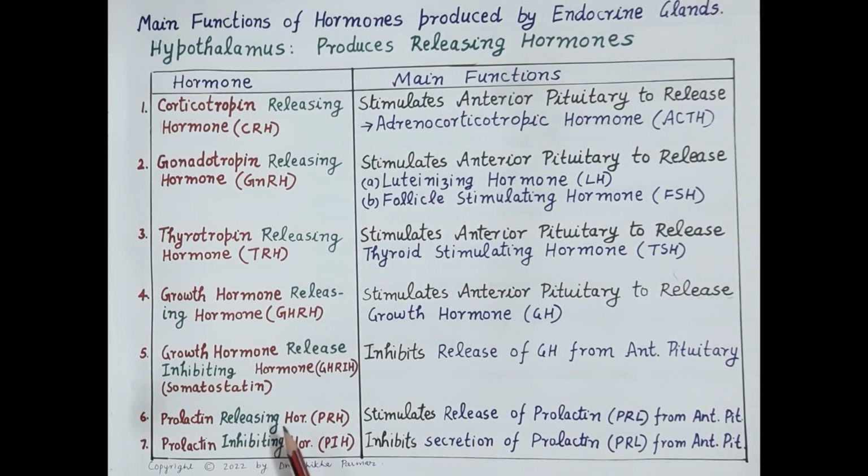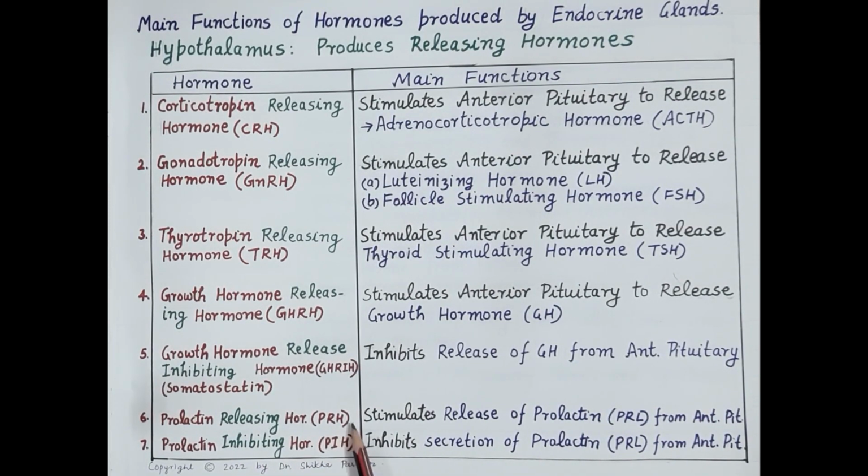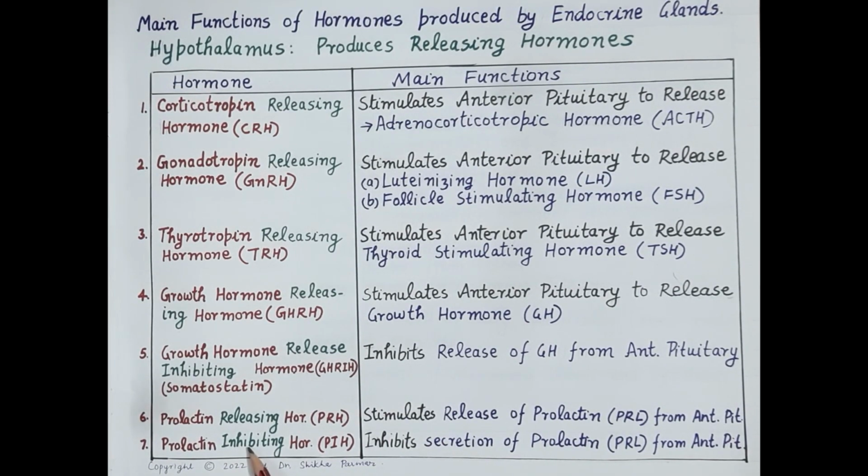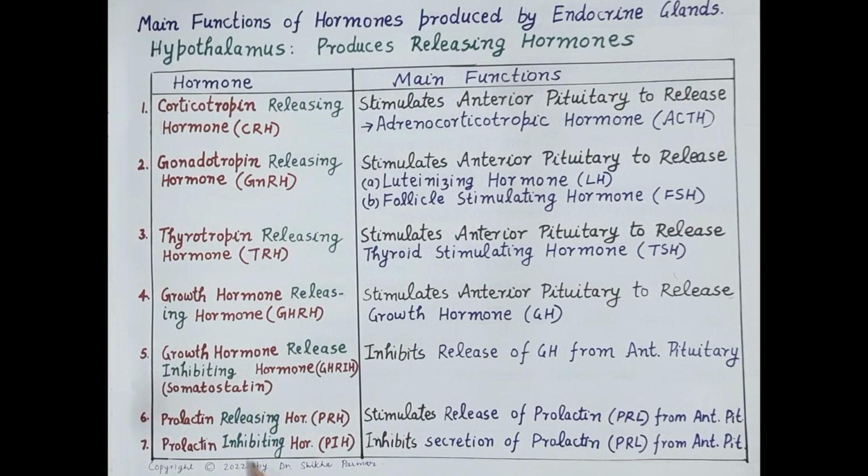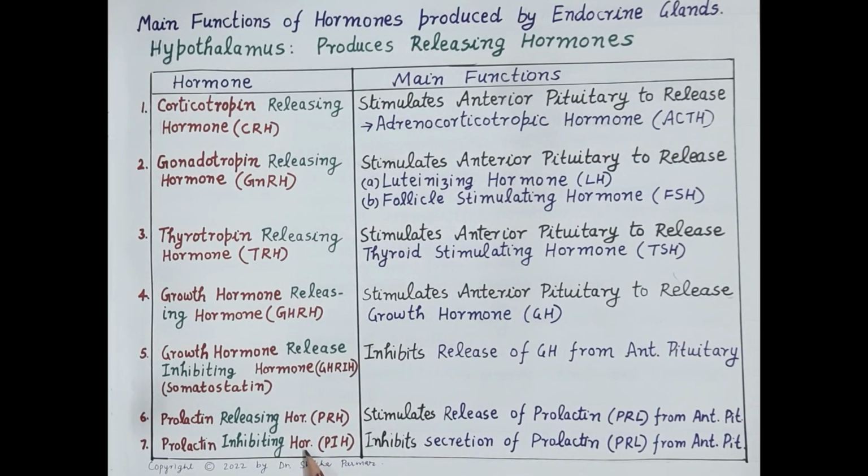Then prolactin releasing hormone, in short PRH, released by the hypothalamus, stimulates anterior pituitary to release prolactin. Prolactin is required for the synthesis of milk by the mammary gland. Then another hormone is the prolactin inhibiting hormone PIH, produced by the hypothalamus. Now prolactin inhibiting hormone inhibits the release of prolactin from the anterior pituitary. So these are the hormones and their functions which are produced by the hypothalamus.